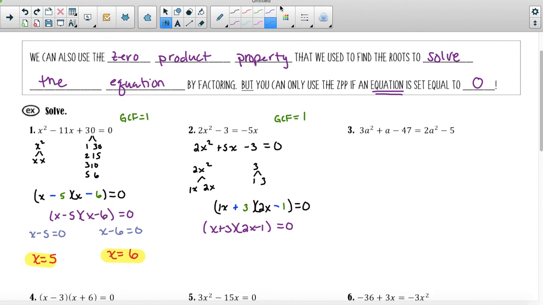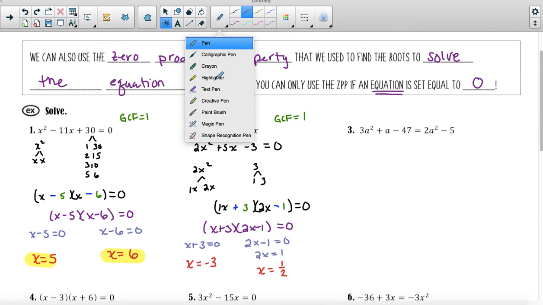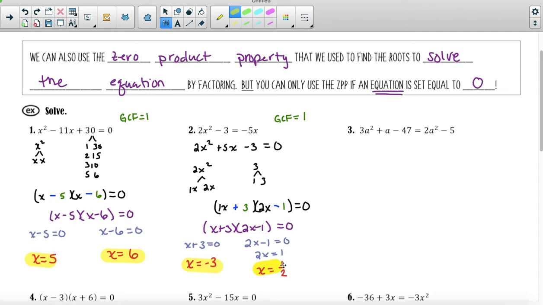Now we set up our factors equal to 0, so x plus 3 equals 0, and 2x minus 1 equals 0. On the first one, I want to subtract 3, and we get x equals negative 3. On the next one, I'm going to add 1, so I have 2x equals a positive 1, and then we divide by 2, so x is equal to positive 1/2. So our two solutions are x equals negative 3 and x equals positive 1/2. We factor this using guess and check, and then we use the zero product property.